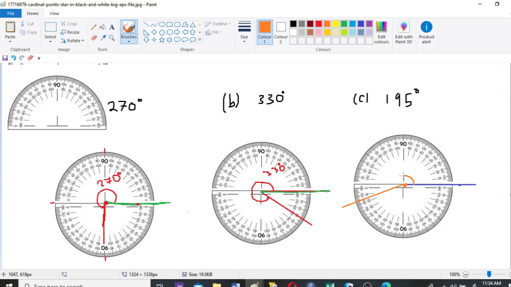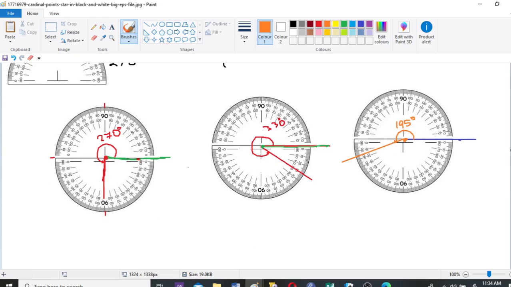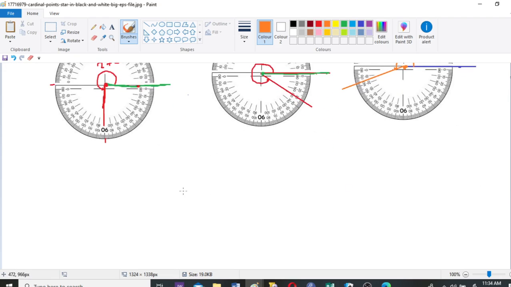So the angle moves from there up to there. So this space, which is between a blue line and an orange line, is what we've measured to be 195 degrees.